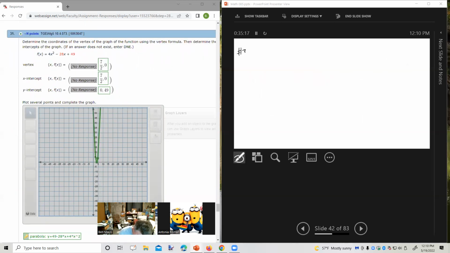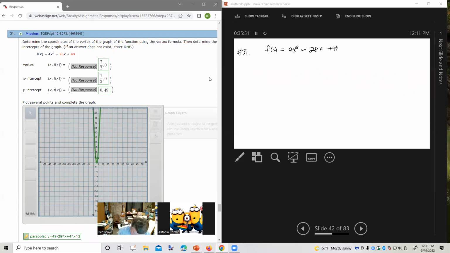So 31: f of x equals 4x squared minus 28x plus 49. Determine the coordinates of the vertex of the graph of the function using the vertex formula, then determine the x and y intercepts of the graph. If an answer does not exist, enter D in E. Okay.